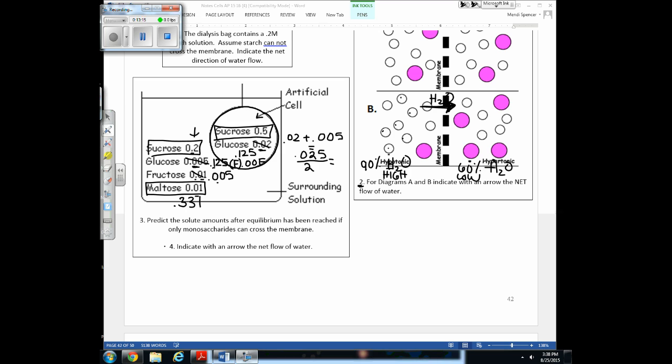If we add up the solutes inside the cell, that gives us about 0.63. So I'm going to write that up here, 0.63. And when we compare those two values, obviously there's more solutes inside the cell, so we're going to have a net flow of water into the cell.